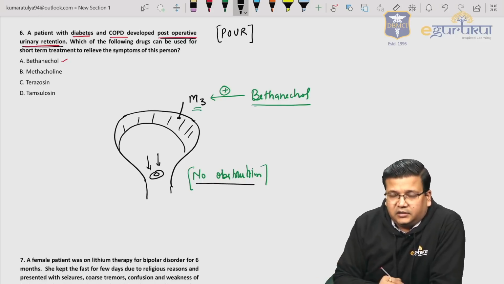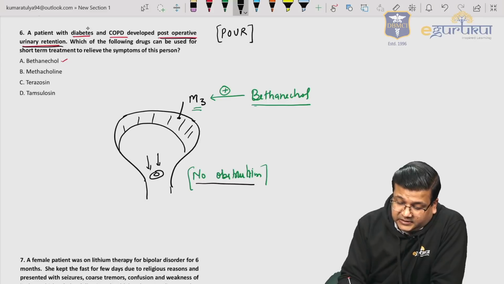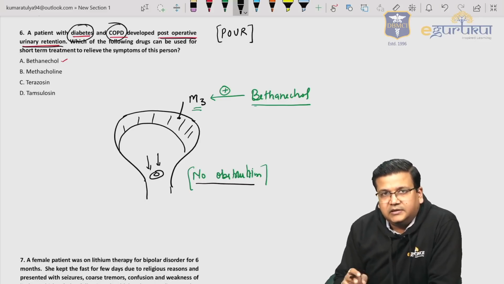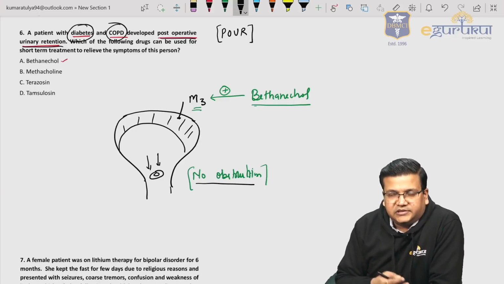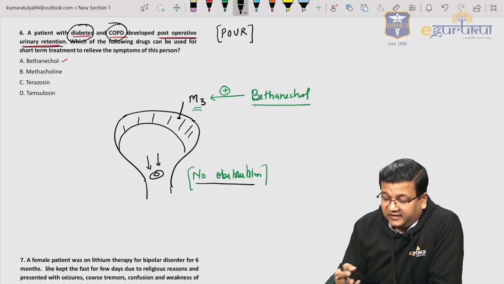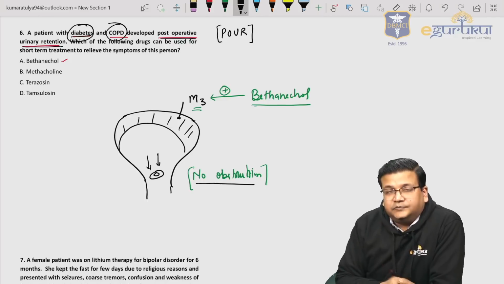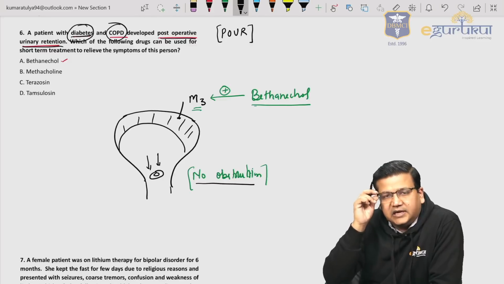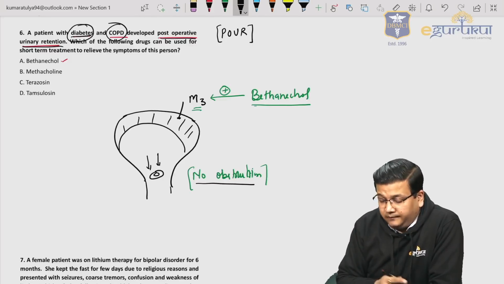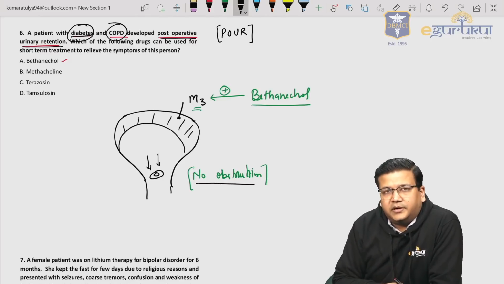But if we look at the question, the patient has a history of diabetes and COPD, so we should ask why these 2 points have been mentioned. Is it just to confuse you, or do they have some clinical relevance? A history of diabetes may lead to neuropathy, and such patients are at increased risk of post-op urinary retention. So the examiner is trying to give us a clinical scenario. In these kinds of patients, post-operative urinary retention is more common.